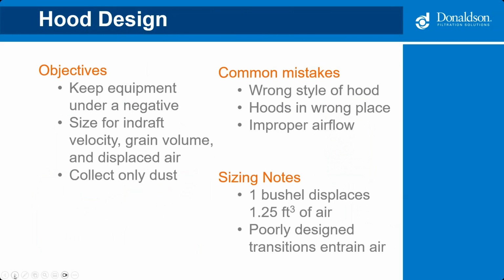We size for the in-draft velocity if it's an open belt conveyor or a dump pit. We look at the grain volume. One bushel displaces 1.25 cubic feet of air. Poorly designed transitions are going to entrain a lot more air, so we're looking at how steep the fall is and what the transition looks like. The objective is to only collect dust. We don't want to capture any grain; we want to keep that in the process. Some common mistakes we see are the wrong style of hood, hoods in the wrong place, and improper airflow, whether too much or too little.